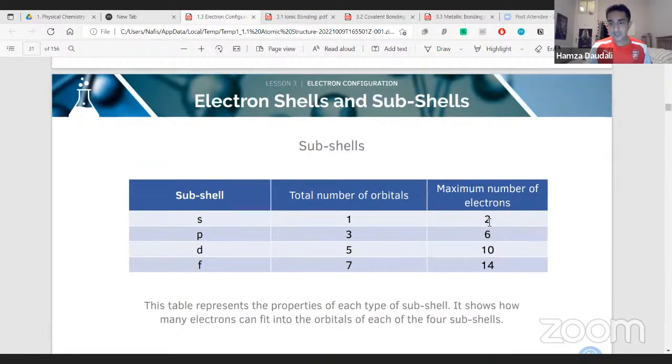So as you can see, this is your general structure. The number of orbitals increases by 2 each time, and the number of electrons increases by 4 each time.